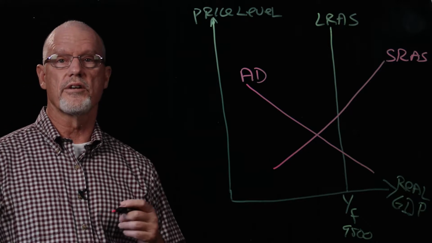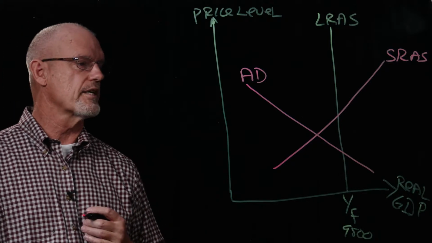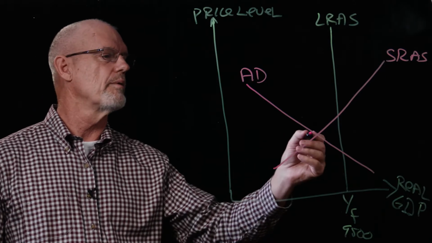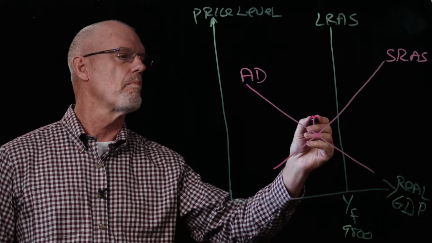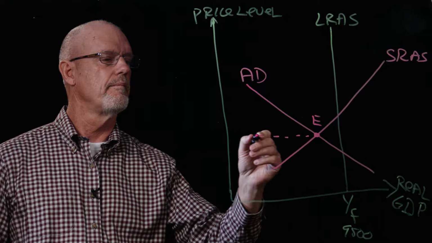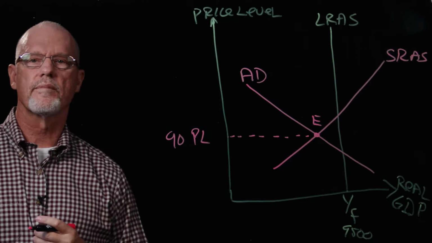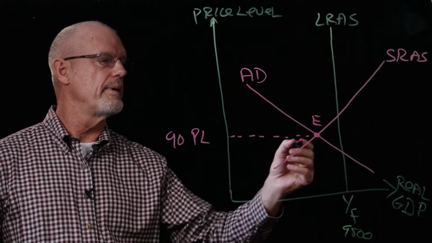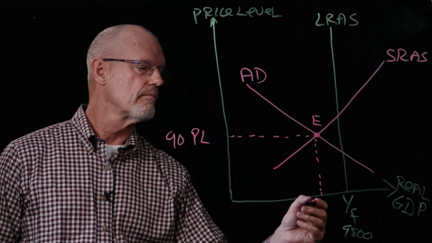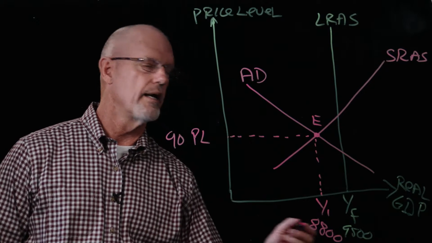Putting all three curves together, we get a picture that looks like this. Note the image above is from your textbook on page 502. In the diagram, we have a short-run equilibrium at point E with the price level at, say, 90, if you want to put a number on it, and real GDP, coming down to the real GDP axis of Y1, or $8,800 billion.